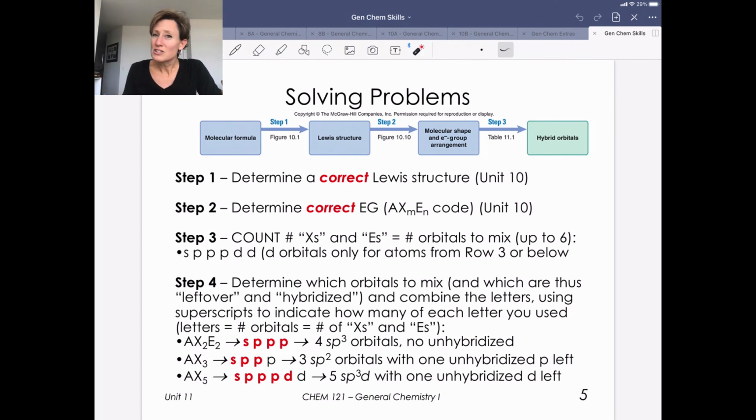So I encourage you, watch this extra video for extra credit as I go through several examples of determining this hybridization, looking at it in play here.